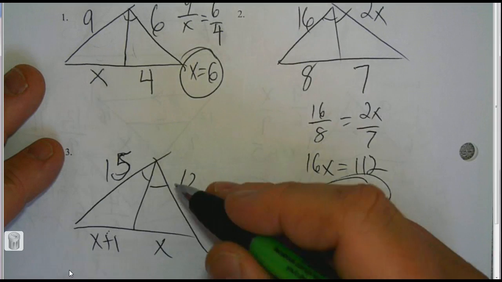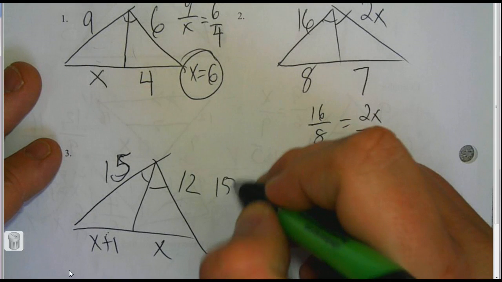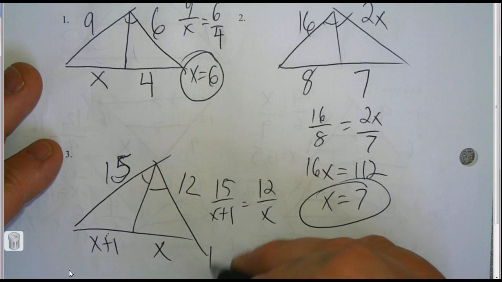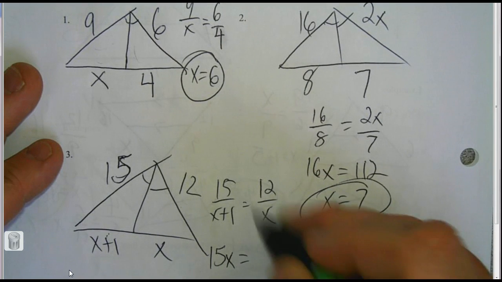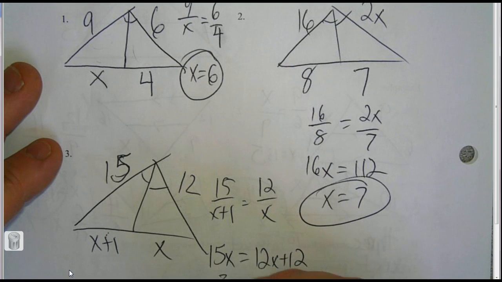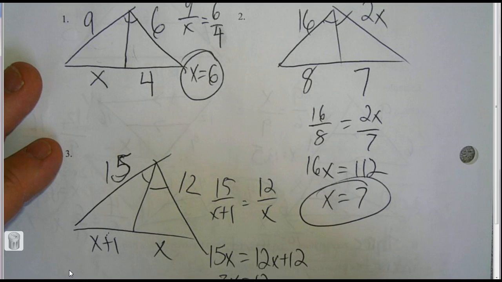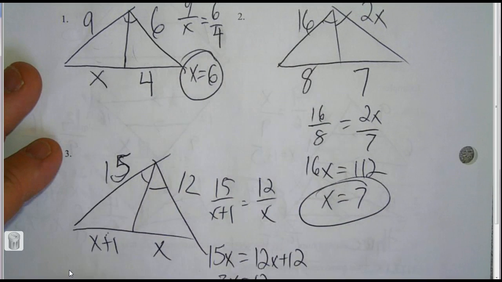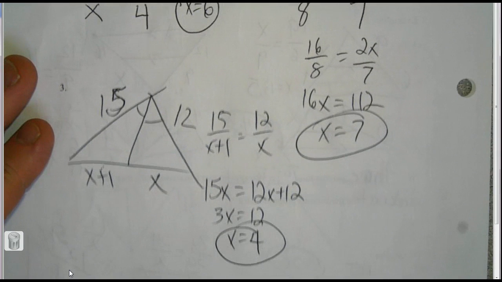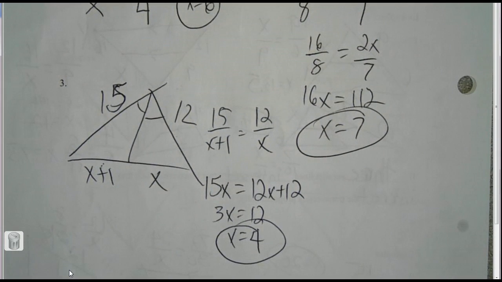Hopefully you set up the correct proportion over here. 15 over x plus 1 is equal to 12 over x. Cross multiply and solve, you get 15x is equal to 12x plus 12. Subtract 12x. X is equal to 4. And sure enough, 15 over 5 is equal to 12 over 4. And so that's the correct proportions. Okay.